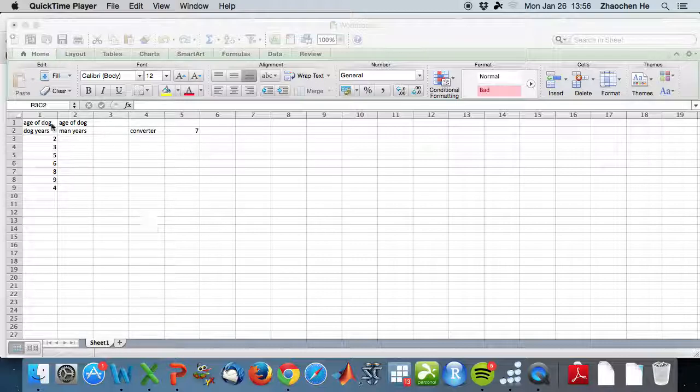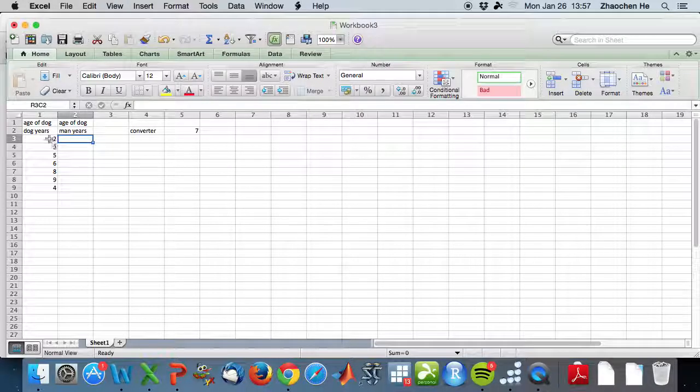So here's a spreadsheet that I have going here. What I want to do in this spreadsheet is convert dog years to man years, okay? You guys probably know dogs age faster than people, right? So here are a bunch of different dog years. But how old are these dogs really? I mean, what is it in man years?